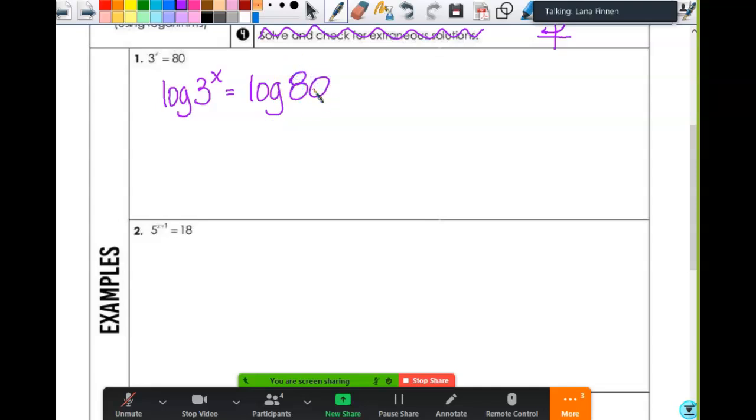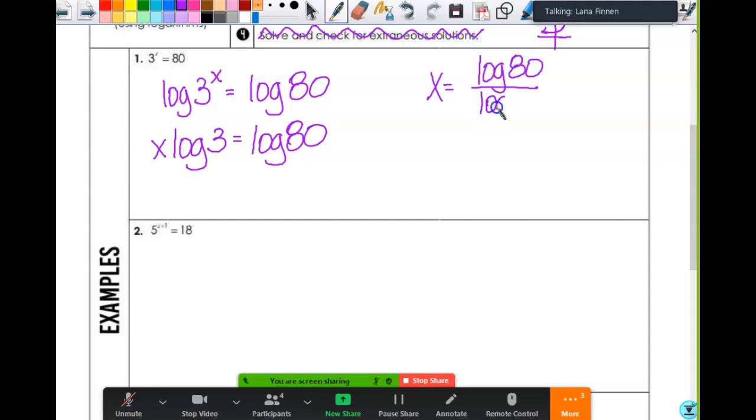Then I expand using the exponent, so x comes out in the front, so I get x times the log of 3 equals the log of 80. Then I am trying to get x by itself, so I'm going to divide both sides by the log of 3, so x equals log of 80 divided by the log of 3. Right? It's not the log of 80 divided by 3. It's the log of 80 divided by the log of 3. Okay? And even if I could reduce these numbers right here, I don't. Like, this is it. So now I'm just going to type it in the calculator.